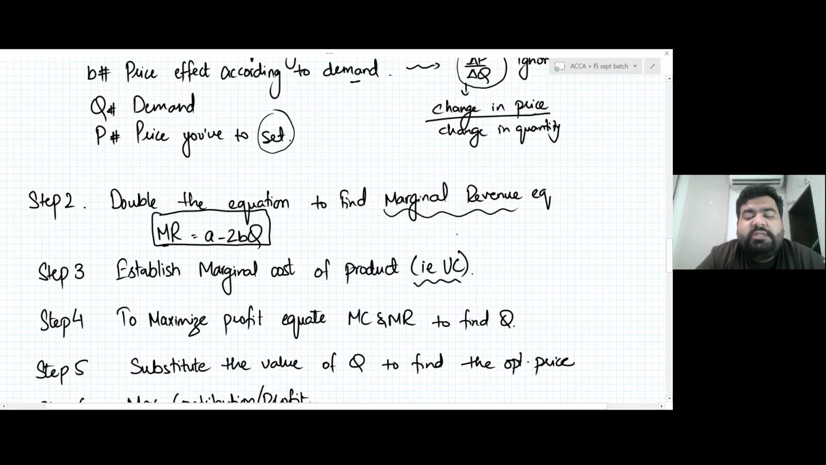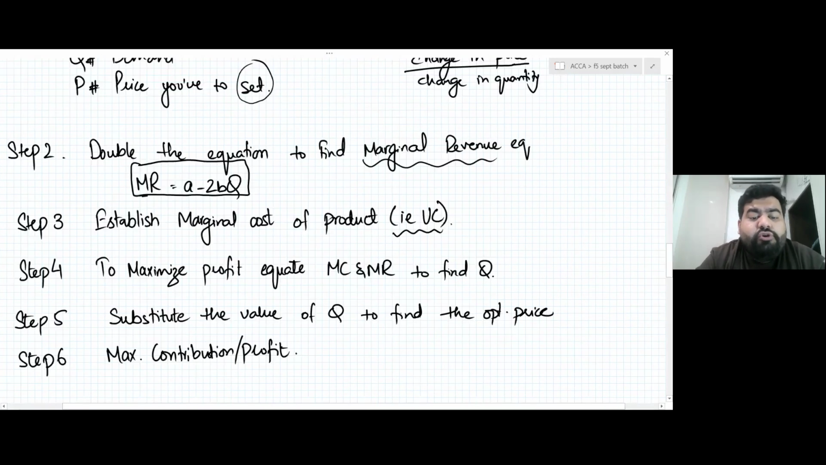We basically establish or calculate the variable cost, taking from the data in the question. We'll calculate marginal cost. Step 4, to maximize profit. Now we know the profit can be maximized at the point where marginal cost and marginal revenue are the same. So to maximize profit, equate marginal cost and marginal revenue to find the optimum quantity. Basically in this step 4, we'll calculate the marginal revenue and marginal cost, and then we'll equate them. Means we'll take them equal.